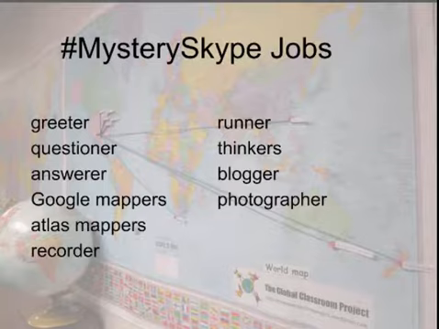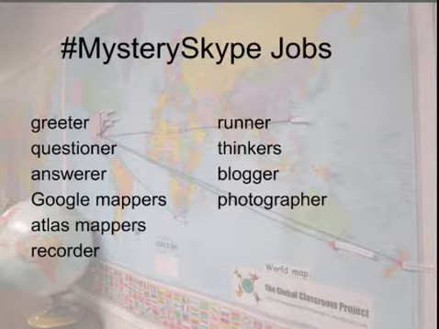Then I usually have Google mappers on the computer and printed atlases of the United States. They're the ones crossing off states as we eliminate possibilities so we can narrow it down to the one state that we're trying to find. A recorder keeps track of what questions we've already asked so we don't repeat ourselves. I put a huge sheet of butcher paper up on the wall and I have somebody recording the questions and recording the answers. I usually do that for both the questions that we ask and the questions that the other class asks.